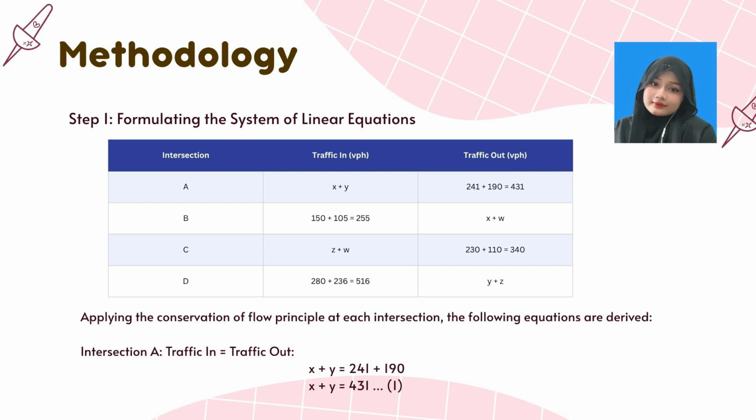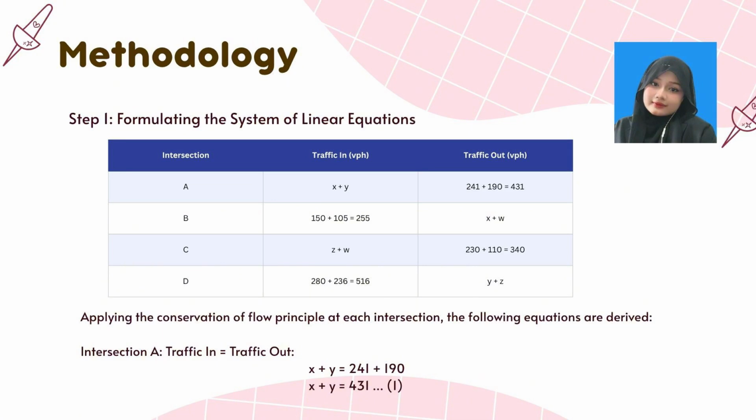To formulate the mathematical model, we apply one key assumption. The number of vehicles entering each intersection must equal the number of vehicles leaving it. This is known as the conservation of flow principle. Applying this principle at each of the 4 intersections, we obtain the following system of linear equations.